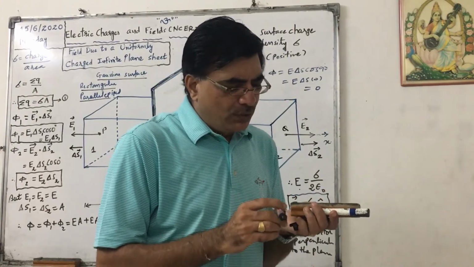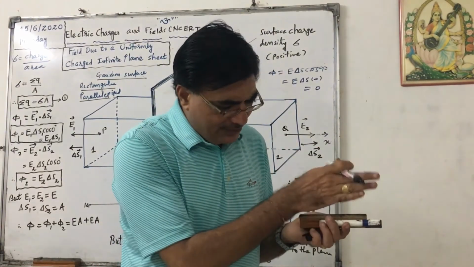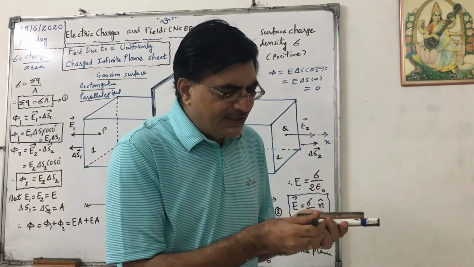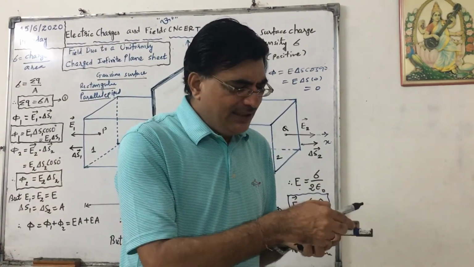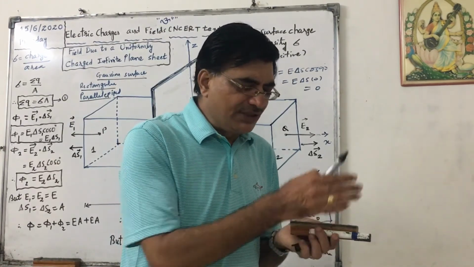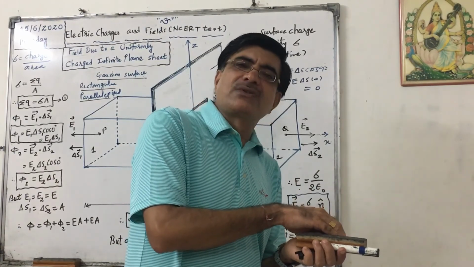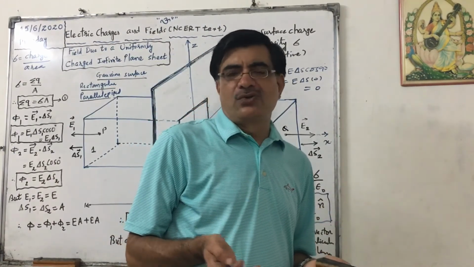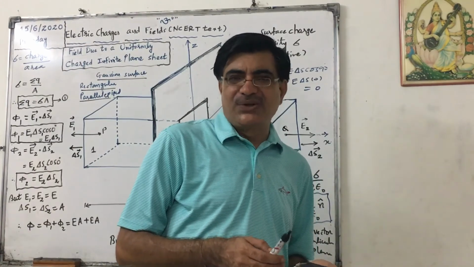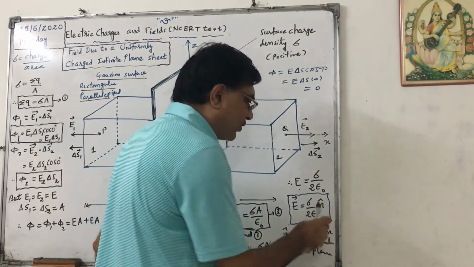Now what will be the flux linked with this surface towards you? Its area vector will be in this direction. Again, E and delta S are perpendicular. Again, the flux linked with this surface is 0. Similarly, the flux linked with this backside is also 0. So we need not consider all the other 4 sides. So finally the equation is vector E equals sigma upon 2 epsilon naught into n cap.